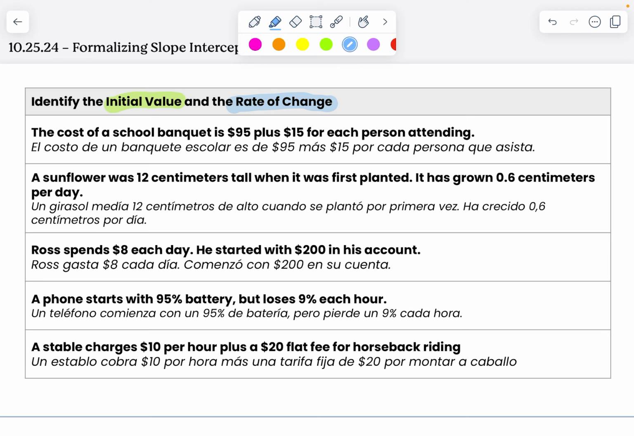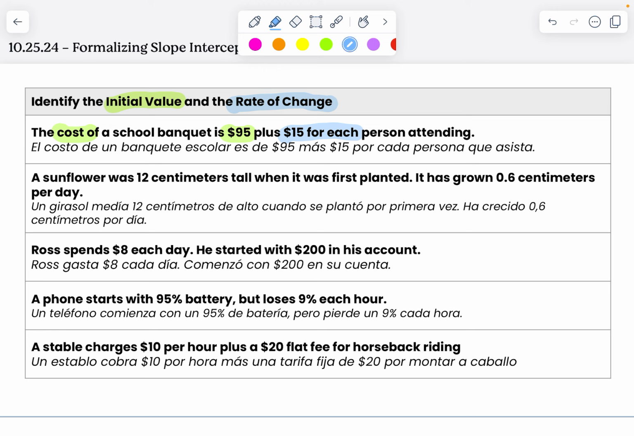Okay, so hopefully you recognized that the original cost is $95, so that's my initial value. And then for every additional person that comes along, $15 for each is my rate of change. Remember how we talked about at the end of last lesson, if it says for each, for every, per, those kind of words help us determine if we have rate of change.